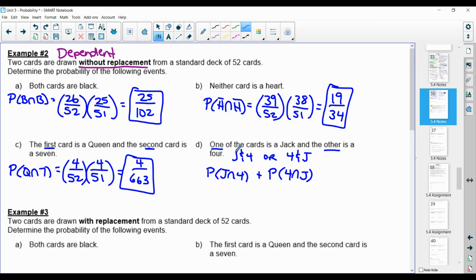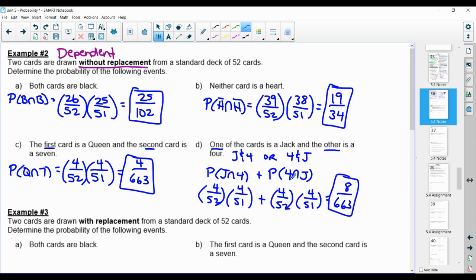So probability of a jack is 4 out of 52. And then the probability of a 4 is 4 out of 51 because we didn't replace our card. Now the second option would be getting the 4 first. So 4 out of 52 times 4 out of 51 gives us 8 out of 663. You notice that's just double what the probability was in C.